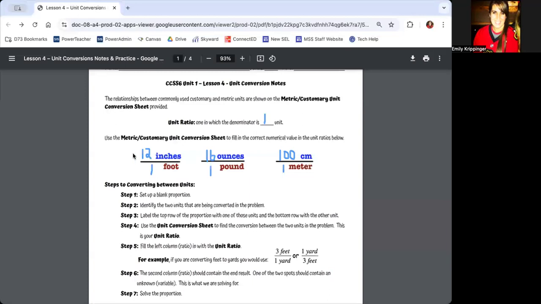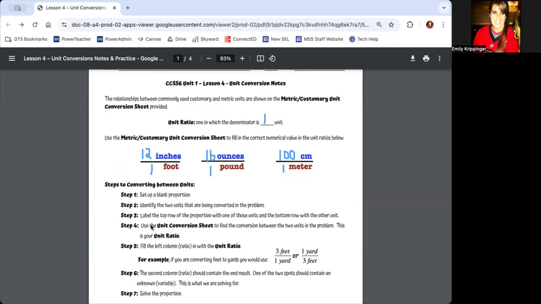So when we are looking at these unit conversions, we're going to use unit ratios like this. And it doesn't have to be inches on top, feet on the bottom. All that matters is we're using this conversion, 12 inches to 1 foot. It could be 1 foot on top, 12 inches on the bottom.